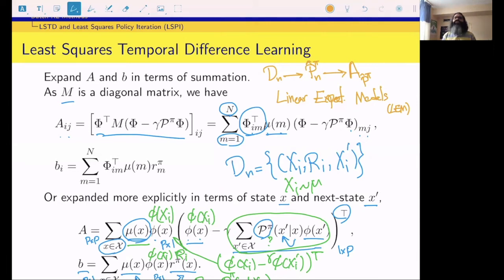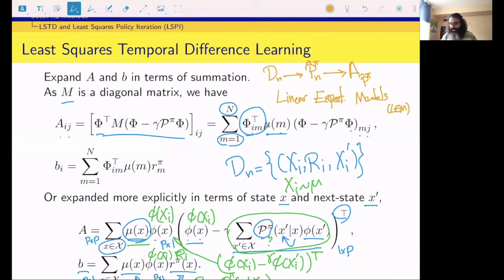That's actually a relatively recent result. LSTD came in the late 90s, maybe 98, 99. And the other method that I'm going to talk about, LSPI, in a few slides, came in 2003. So this equivalence was figured out in 2008 or 2009.